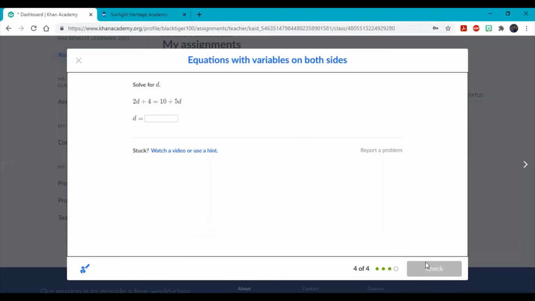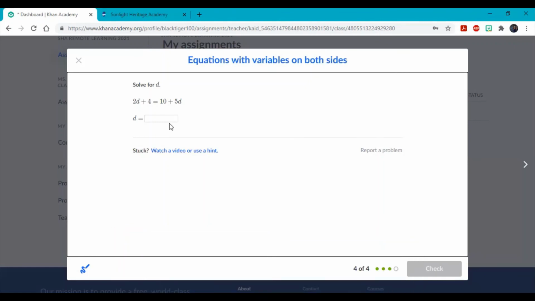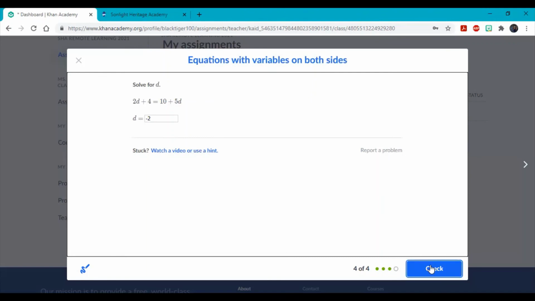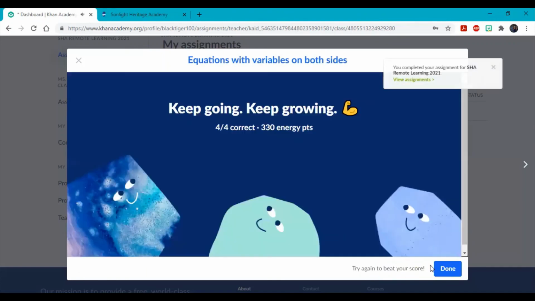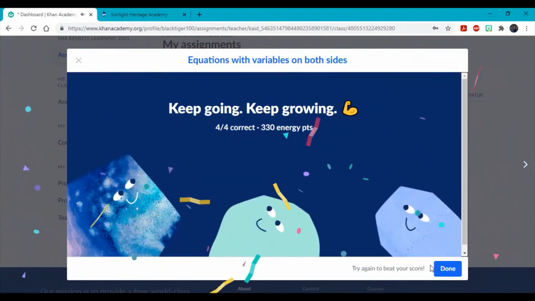Of course, we're solving for d, so we're going to divide by 3. So d is equal to negative 6 divided by 3, and that is equal to negative 2. So our answer here should be negative 2. Let's make sure that is correct. That is correct. So we have completed our assignment for equations with variables on both sides.